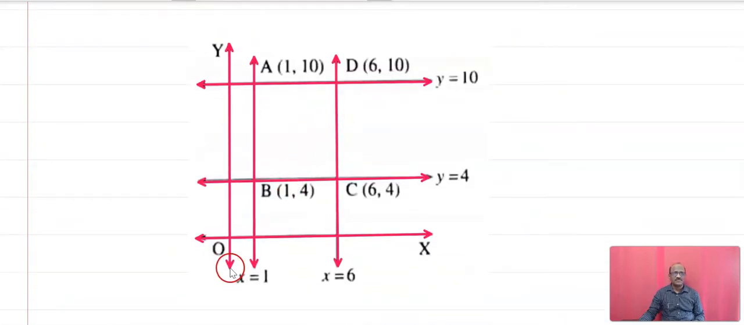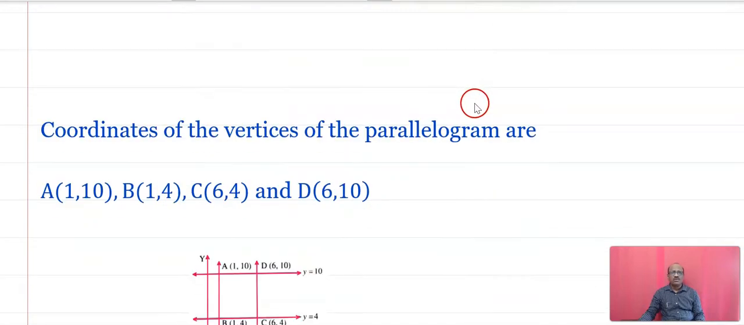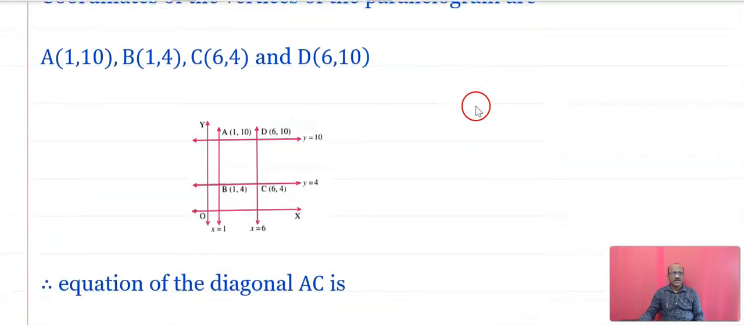See this here. The equation of AB is x is equal to 1, and the equation of CD is x is equal to 6. These lines are parallel to the y axis. The equations of BC and AD are y is equal to 4 and y is equal to 10. We want to find the equations of their diagonals.